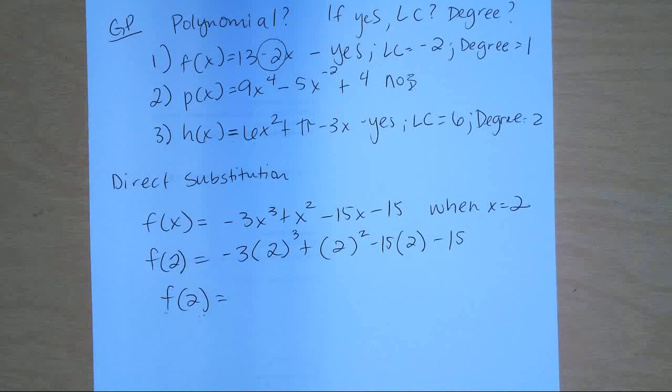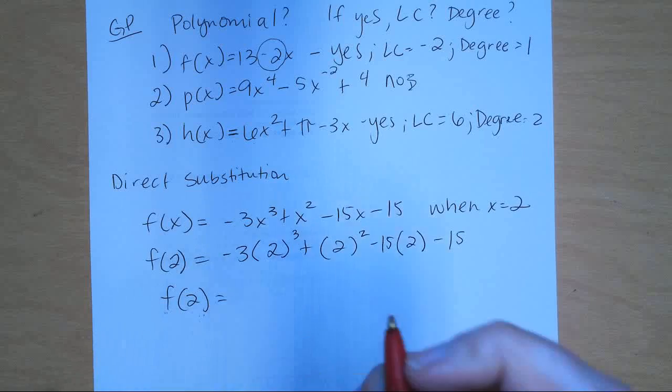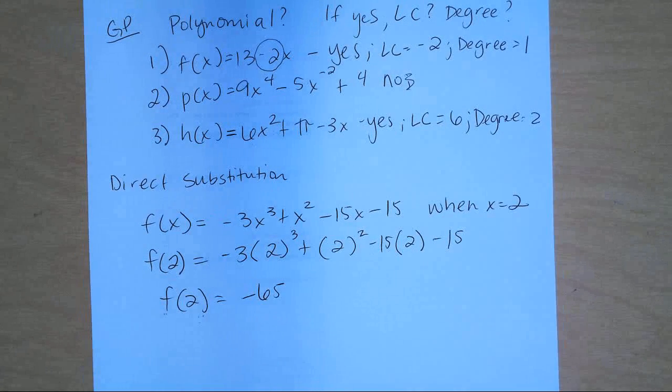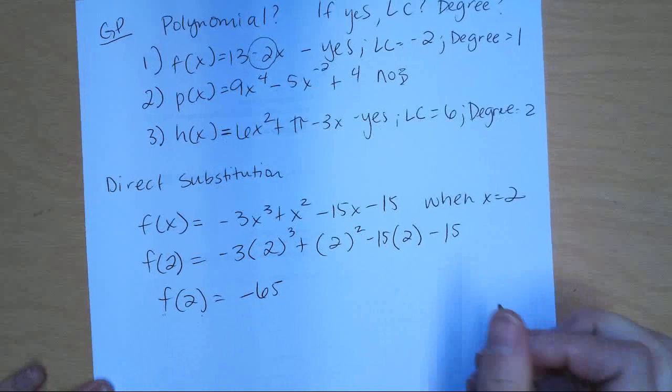Okay. Kelsey, do you have an answer? Negative 65. Anyone get something different? You're good? Any questions? Awesome. Okay, what would happen when x is negative 2?